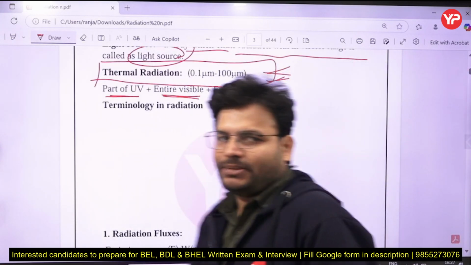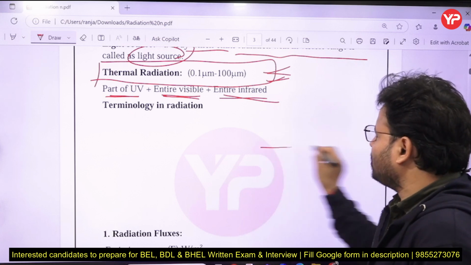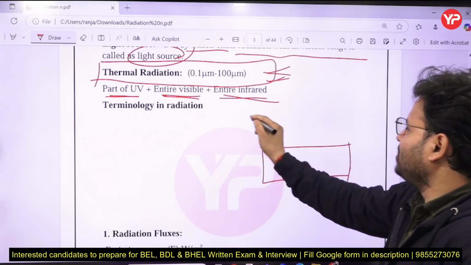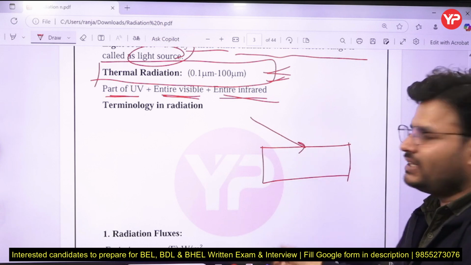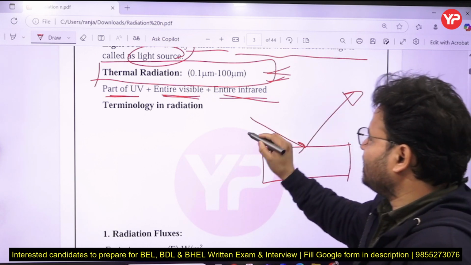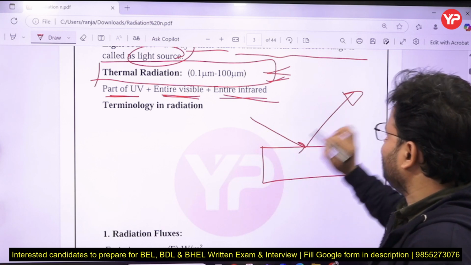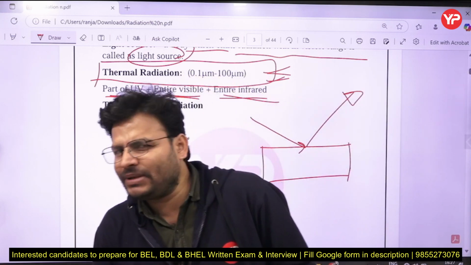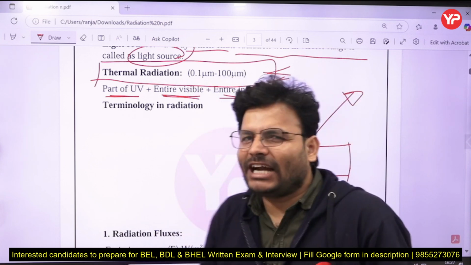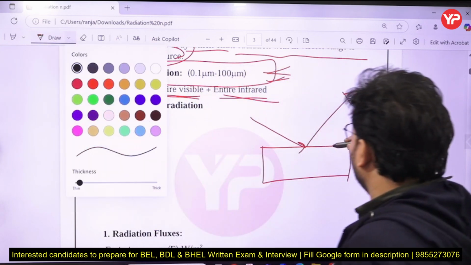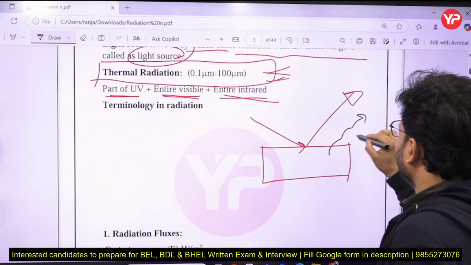Now I am going to discuss some terminology which is used in the case of radiation. What is the terminology? Simple, my dear friend. Suppose that is one of the surfaces on which some incident radiation is coming. Obviously it will be reflected back, and this is incident radiation, right? Incident radiation, this is reflected. And as I told you, every body having temperature more than 0 Kelvin will emit radiation always. So one emission is there, that is what? Here this is emitted rays.